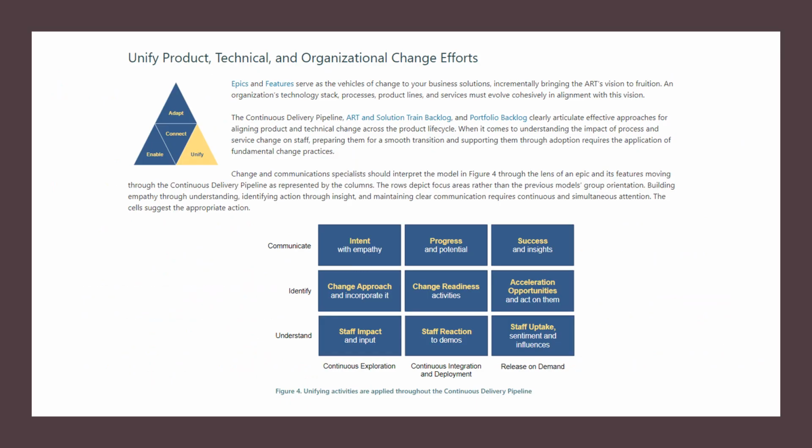The third strategy is unify product, technical, and organizational change efforts, right? So unifying activities are applied throughout the continuous delivery pipeline, right? We can group the activities into communicate, identify, and understand. The verticals could be continuous exploration, continuous integration and deployment, and release on demand, right? So communication activities like intent with empathy, progress and potential, success and insights, right? The identify group can be change groups and incorporated change readiness activities, acceleration opportunities and act on them.